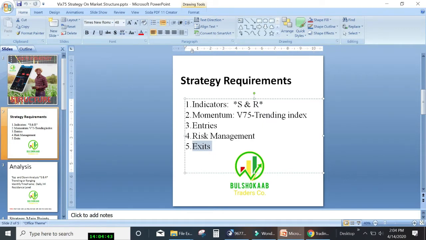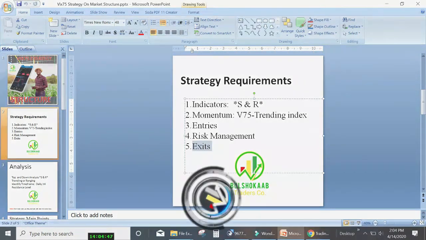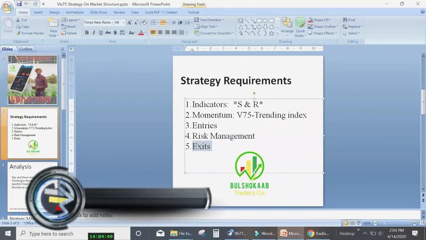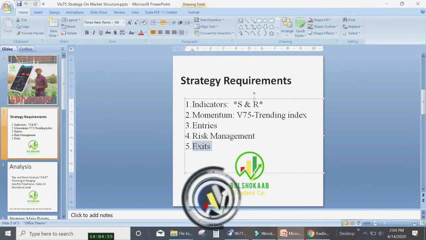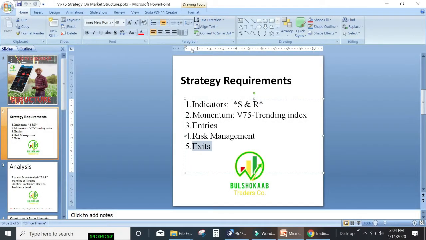That is all the requirements that this strategy means, because it's our second lesson, so we cannot explain more on this strategy. In the next video I will explain much more than this, don't worry.